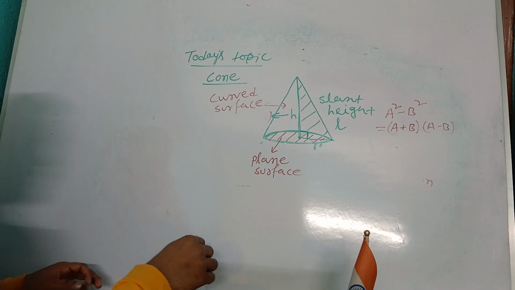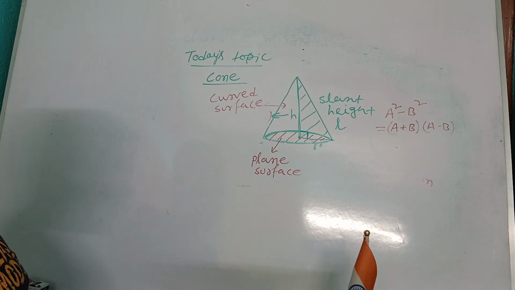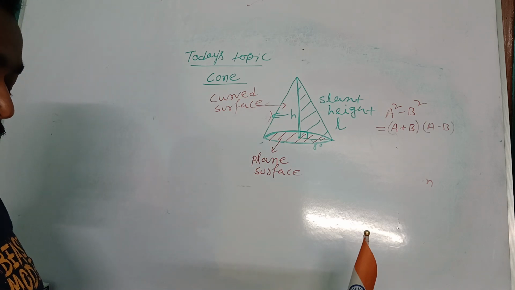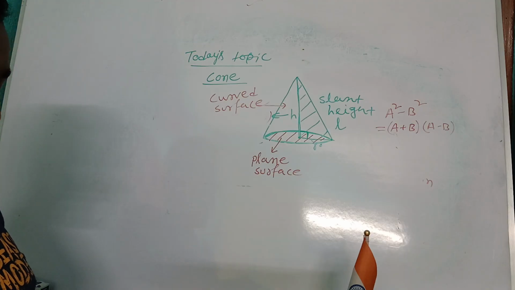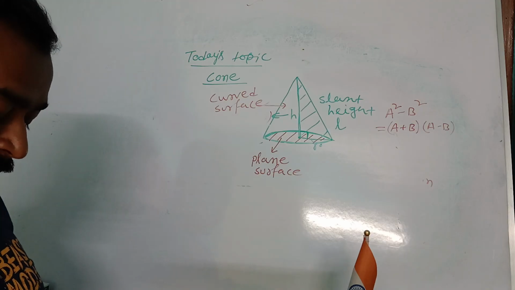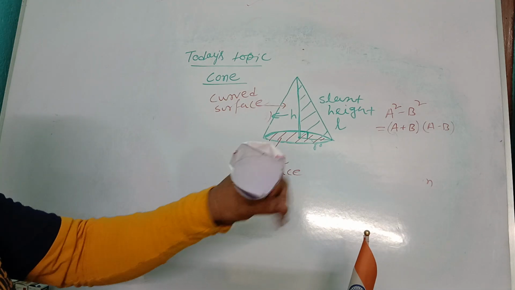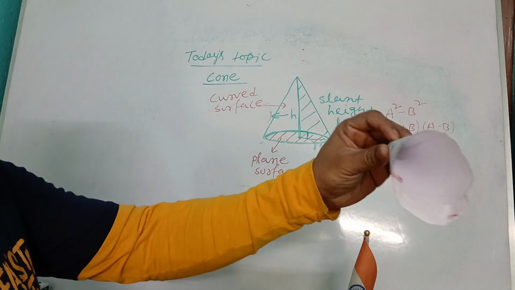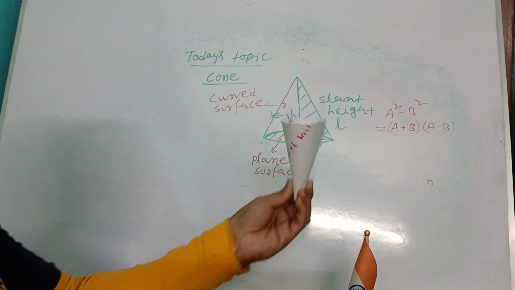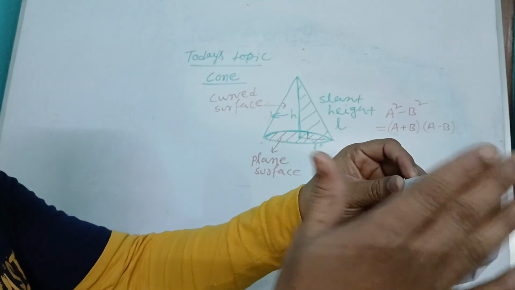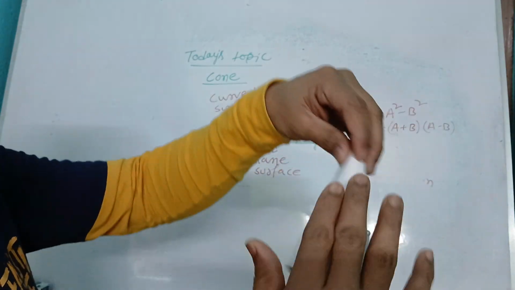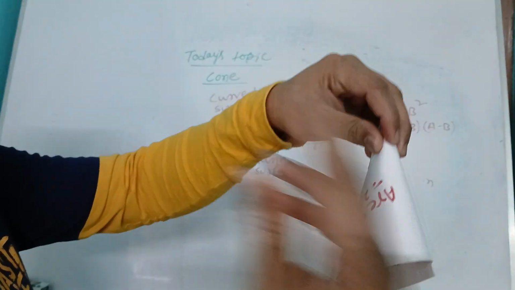Which is the curved surface? I'm explaining slowly. Just concentrate and invest your time. Keep patience, then it will be easy for you to understand. It is very easy. So see, this is the circular cone, and here you can see this is the circular region. So it is the plane surface, and this is the curved surface.